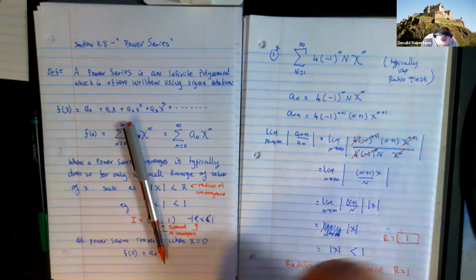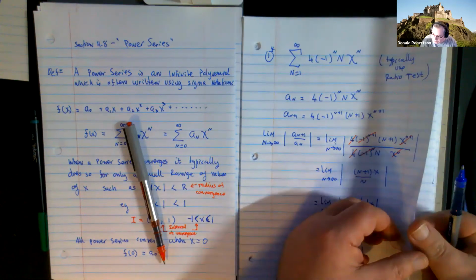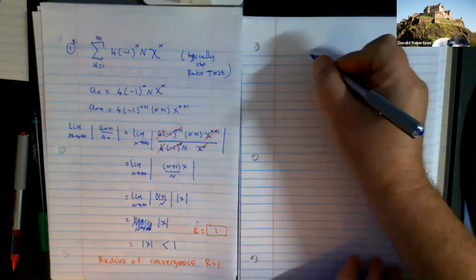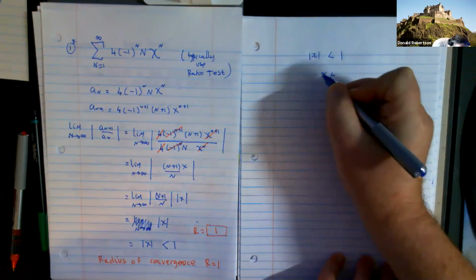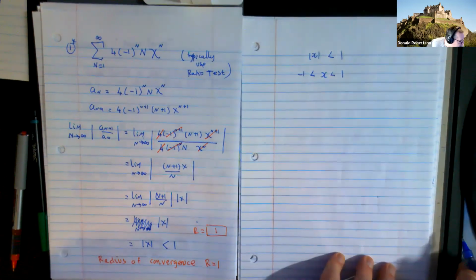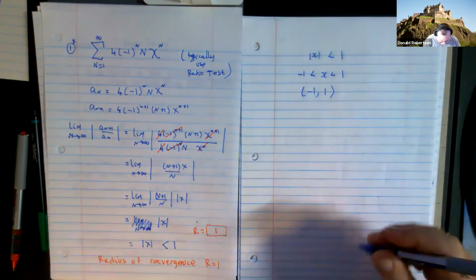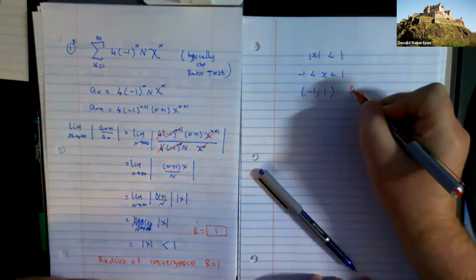Now, what does that look like as an interval? Because that's kind of the second thing they asked, right? Find the interval of convergence. Well, if the absolute value of x is less than 1, isn't that the same thing as that? Okay, and in interval notation, that's that. And now I'm going to annoy you by writing this down.